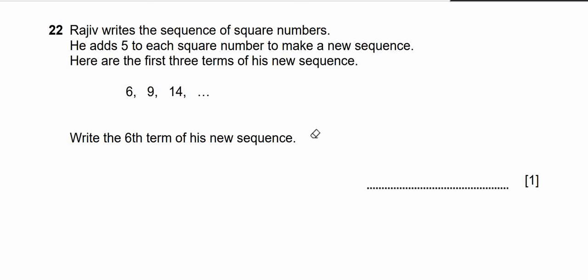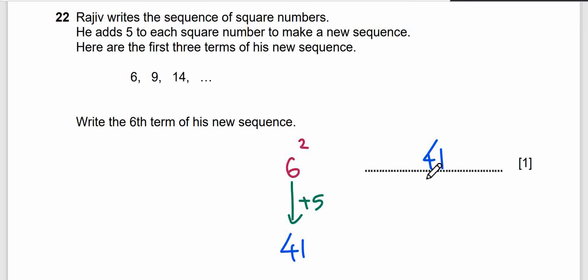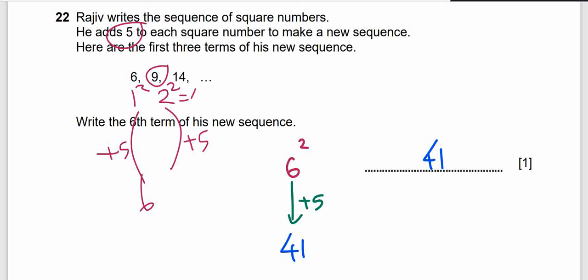Alright guys, let's check out the answer. So our answer will be 41. How do we get that? So the first term will be 1 square, add 5, it means plus 5. So that's how we got 6. The second term is 2 square. 9 comes from 2 square plus 5. So 2 square is 4. 4 plus 5 is 9. So that is how we got the number in the first position, second position.